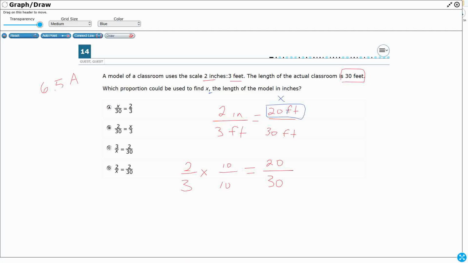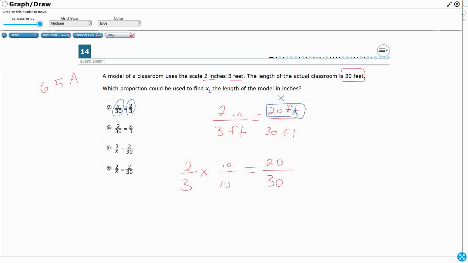And that's actually not 20 feet, that's 20 inches. So let's see which one we have. And we've got our 2/3, right? And our x over 30. Now you notice they flipped them. That's fine. But you notice I've got my 2 across from my x, my 3 across from 30. A is our correct answer.